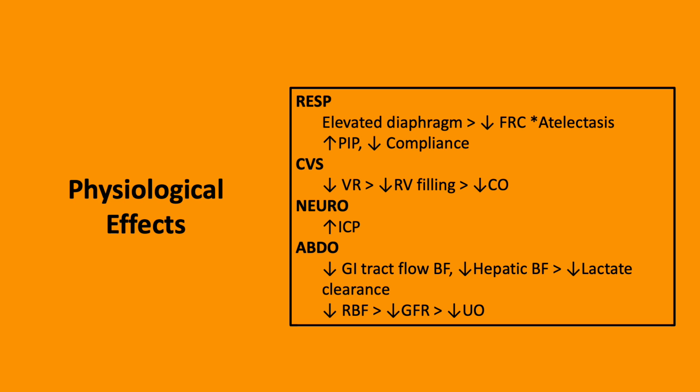Cardiovascular effects: reduced venous return, reduced RV filling, and therefore reduced cardiac output. There may be high ICP. The intra-abdominal effects: reduced flow to the GI tract and the liver, leading to reduced hepatic lactate clearance. There may be reduced renal blood flow, reduced GFR, and reduced urine output.